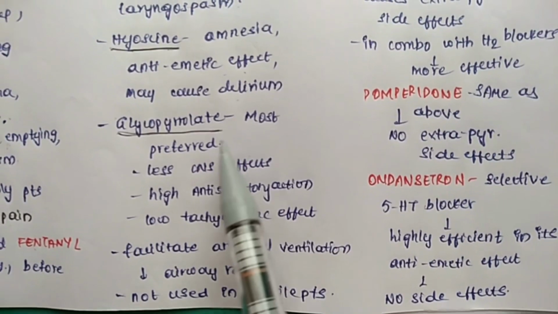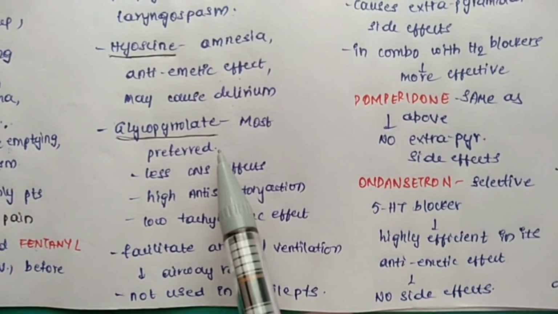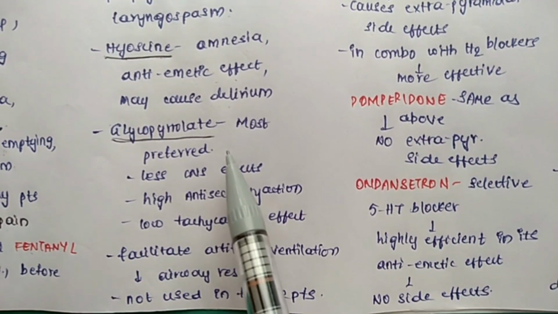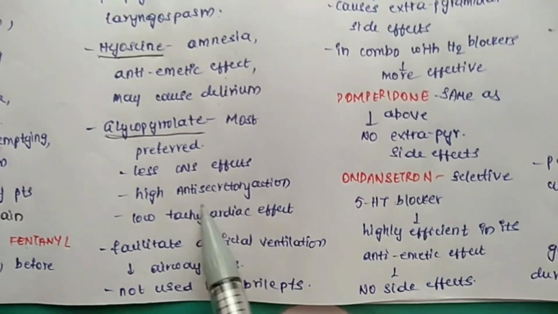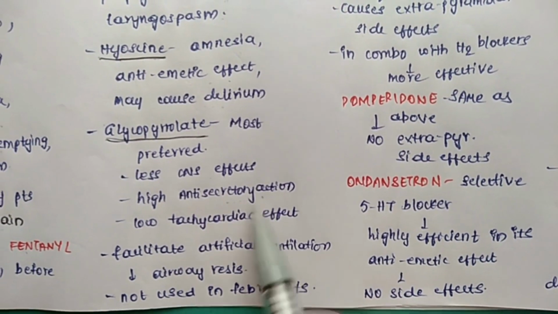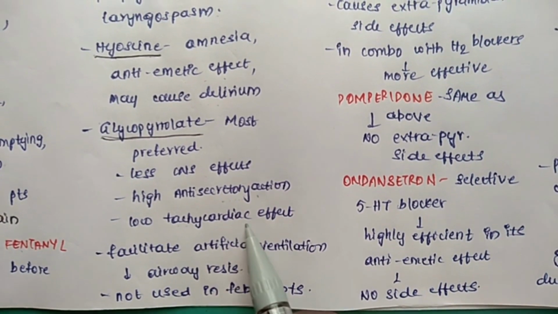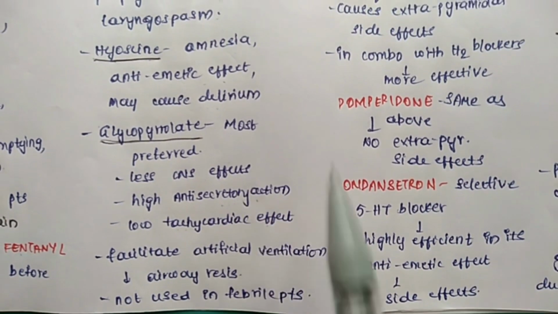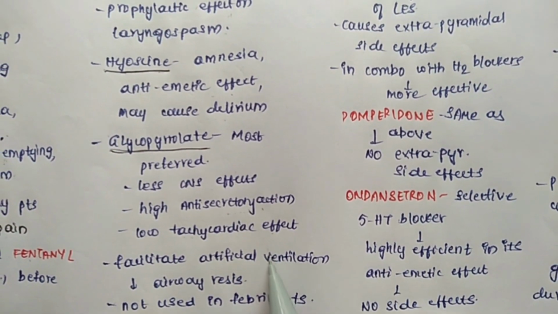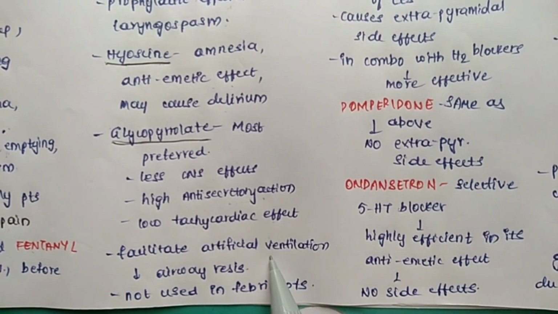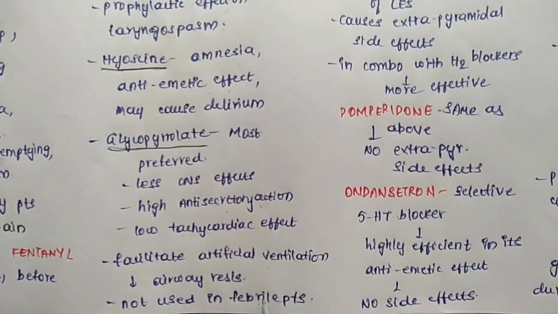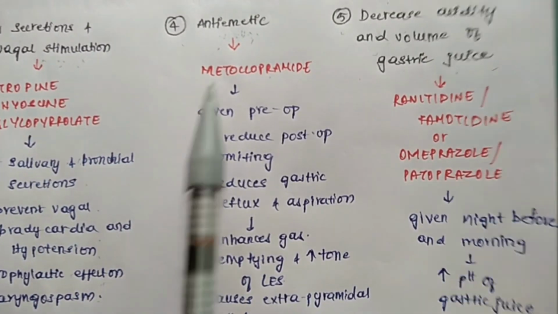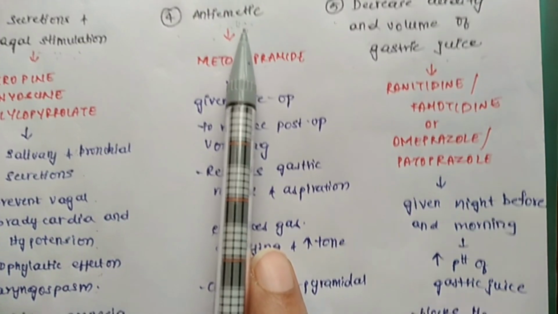Glycopyrrolate is the most preferred drug to decrease the secretions and vagal stimulation because it has less CNS effects, it has high anti-secretory action and it also has low tachycardiac effect. These drugs also facilitate the artificial ventilation and decrease the airway resistance, but all these drugs cannot be used in the febrile patients. The fourth property is the antiemetic property.